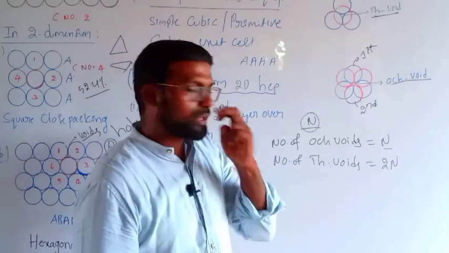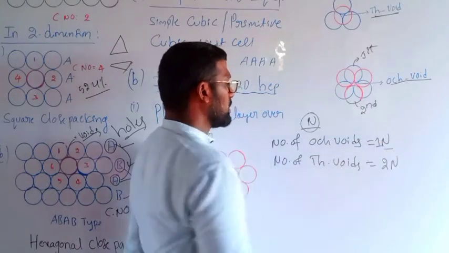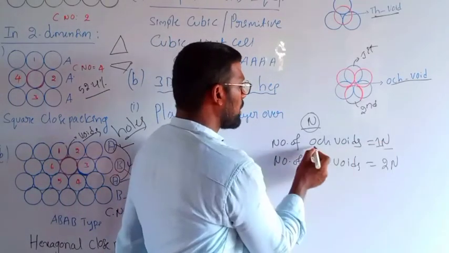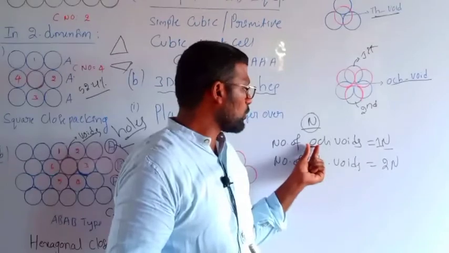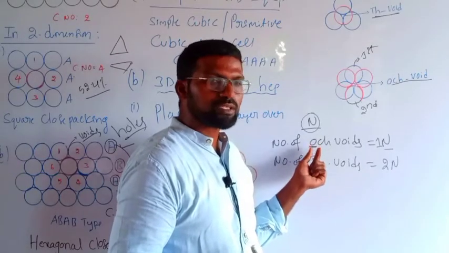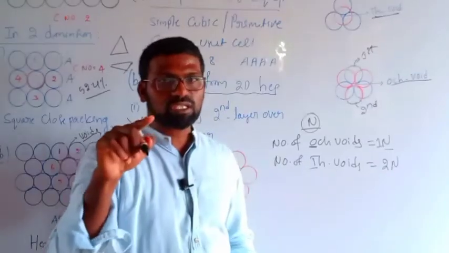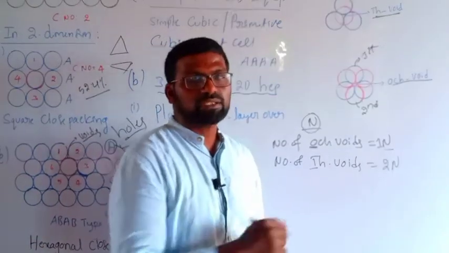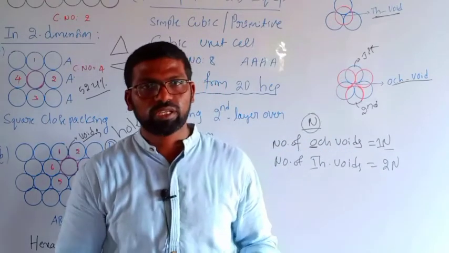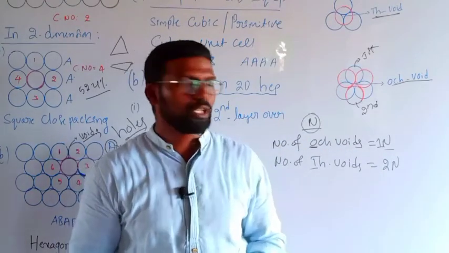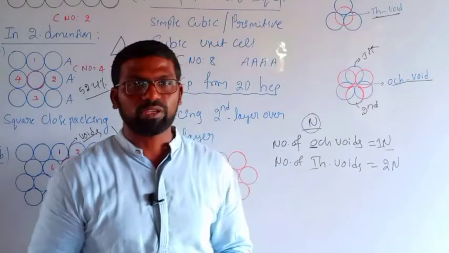To remember this, I will give you a small trick here. n means 1n. The number of octahedral voids will be 1n. Octahedral starts with the letter O, O for 1. So 1n. And tetrahedral voids, tetrahedral starts with T, T for 2, 2n. So like this you can remember. The number of octahedral voids or tetrahedral voids we can easily calculate from the given crystal system if you know the number of spheres. And these formulas are very important for your competitive exams.